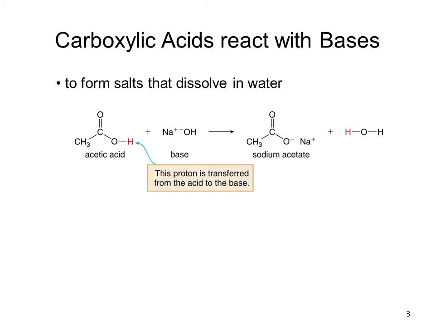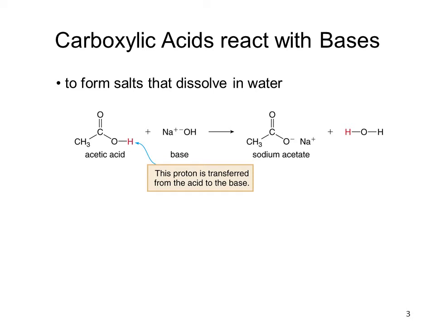Normally the proton will come off because it is acidic, but here the base hydroxide plucks the hydrogen off the acetic acid, leaving a negative charge behind. That gives us sodium acetate and water. The proton plus hydroxide gives you water, and then the salt that is made is sodium acetate.